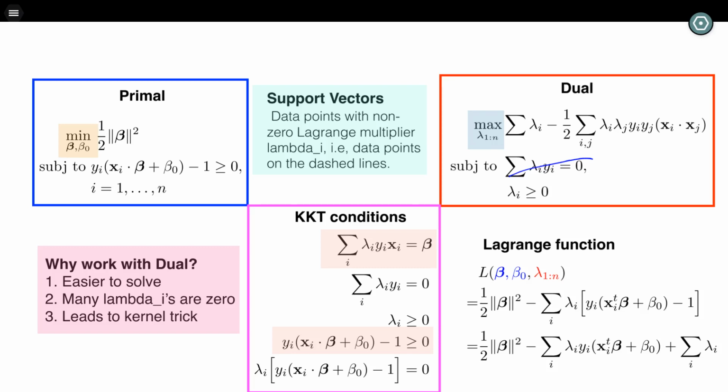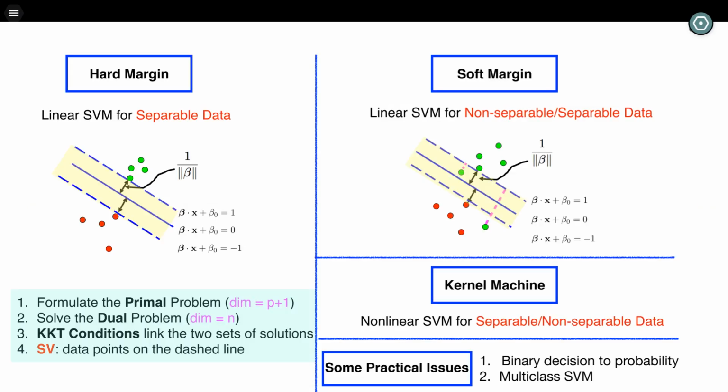Just to summarize what we have learned so far, this type of problem is known as a hard margin problem for SVM. On the right-hand side is a map of something we're going to cover for the remaining part of the lecture and in the future. What we have covered so far is linear SVM for separable data. The data have to be separable.